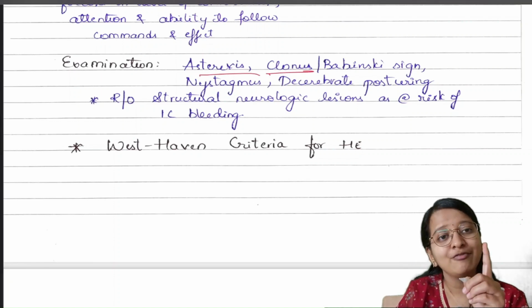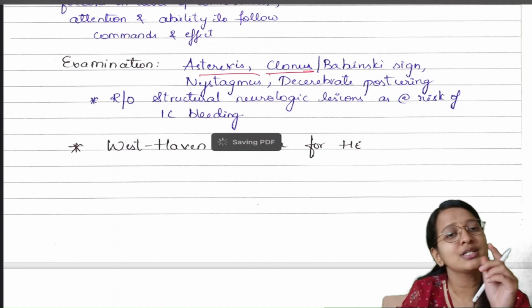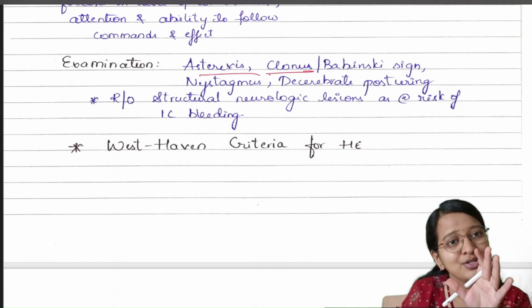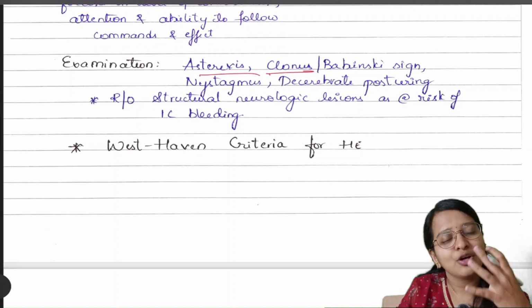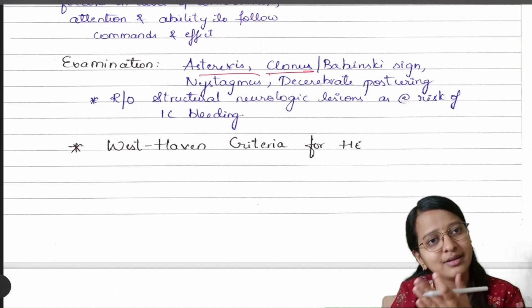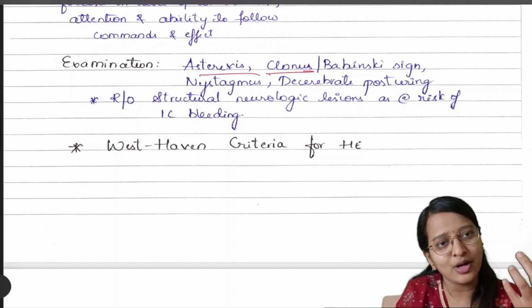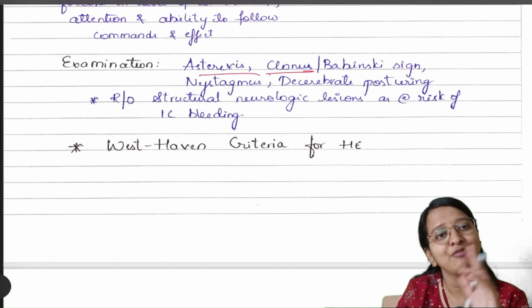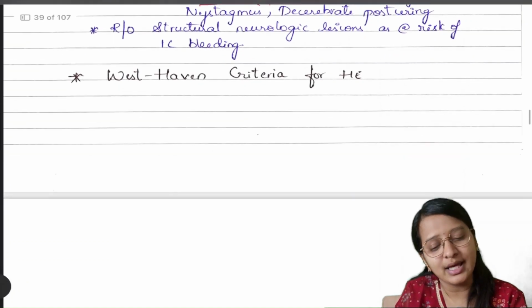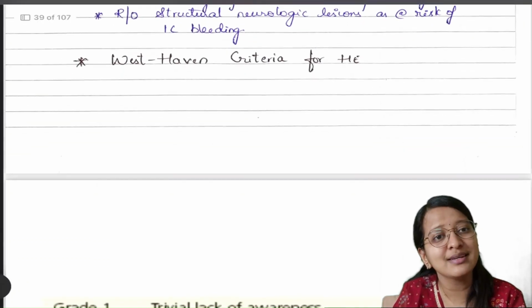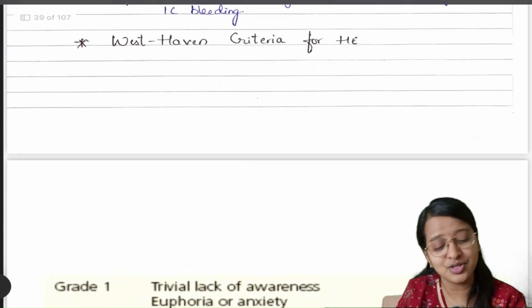But we have to rule out structural neurological lesions because these patients are more prone for IC bleeds also. So the neurological derangement is because of either IC bleed or the actual hepatic encephalopathy. We have to differentiate. We have a criteria for grading of hepatic encephalopathy. We all know that that is West Haven's criteria, which is a separate question too.